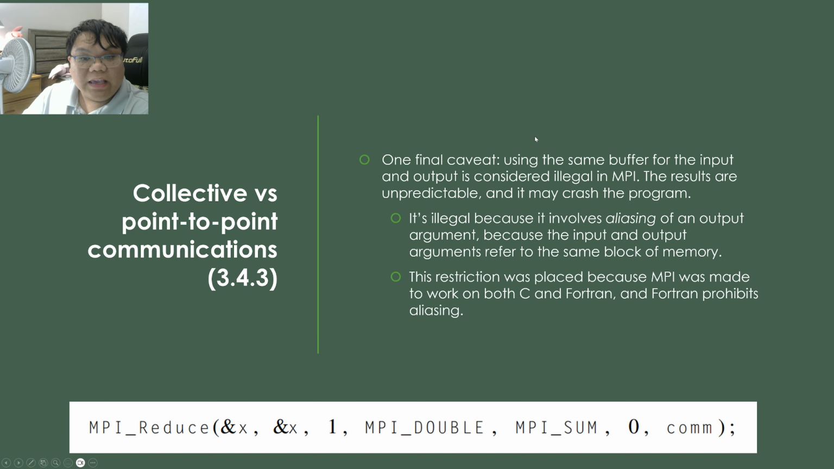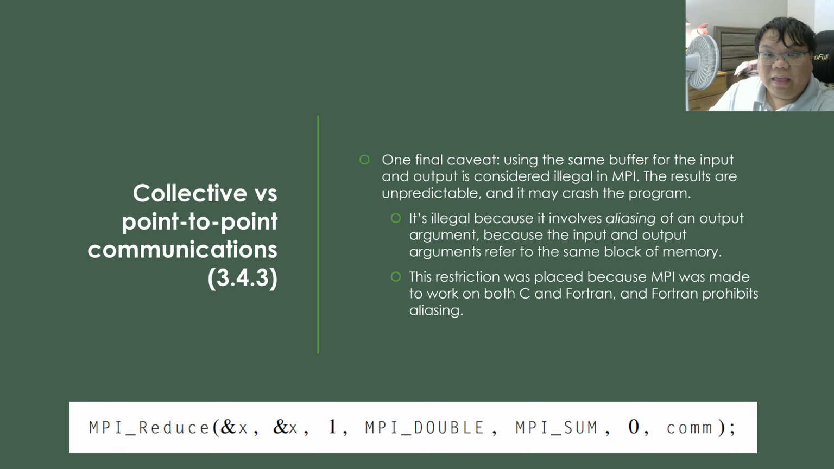In some languages, you can use the same buffer for input and output, but that is considered illegal in MPI. It's illegal because that involves something called aliasing of an output argument, because the input and output arguments refer to the same block of memory. This restriction was added to MPI because MPI was made to work with C and Fortran, but Fortran prohibits aliasing. So something like this would work with C, but not Fortran. So the creators of MPI just said, okay, this is not allowed in either language.